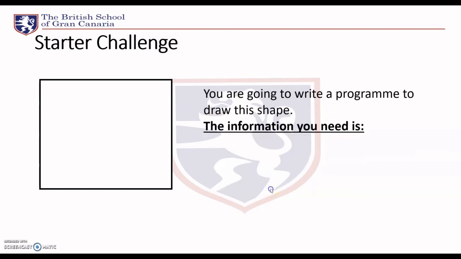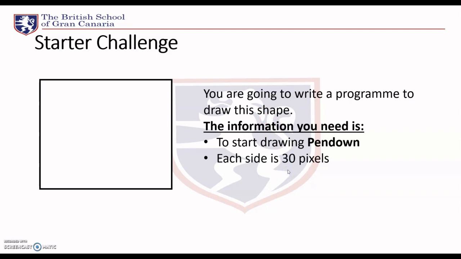So, you need to start drawing as pen down. Each side is 30 pixels. And of course you can use directions such as forwards, backwards, up and down. And each corner is 90 degrees. Okay, pause this video and create the program to draw this square now.